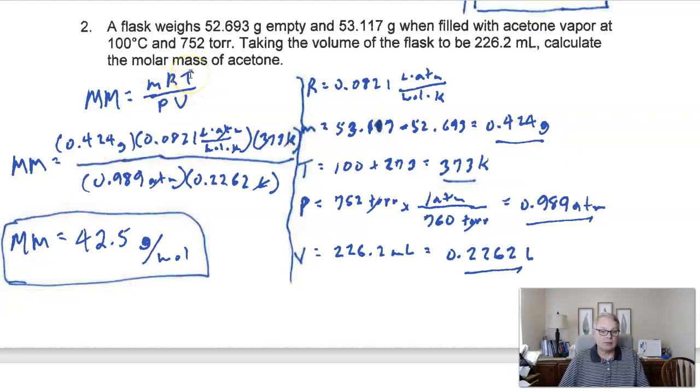Well, what else do I have here? Well, I got temperature. How do I figure out the temperature? Well, I know it's 100 degrees Celsius. Can I leave that in as 100? No, got to change it to Kelvin. Always got to change your temperatures to Kelvin here. So 100 plus 273, my temperature is 373 Kelvin.